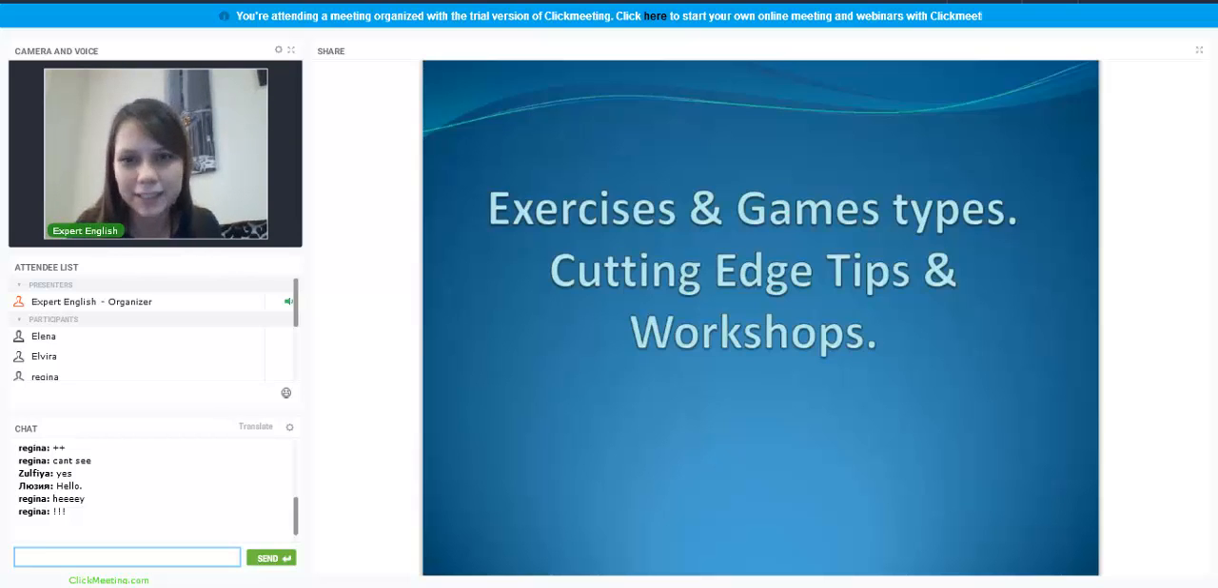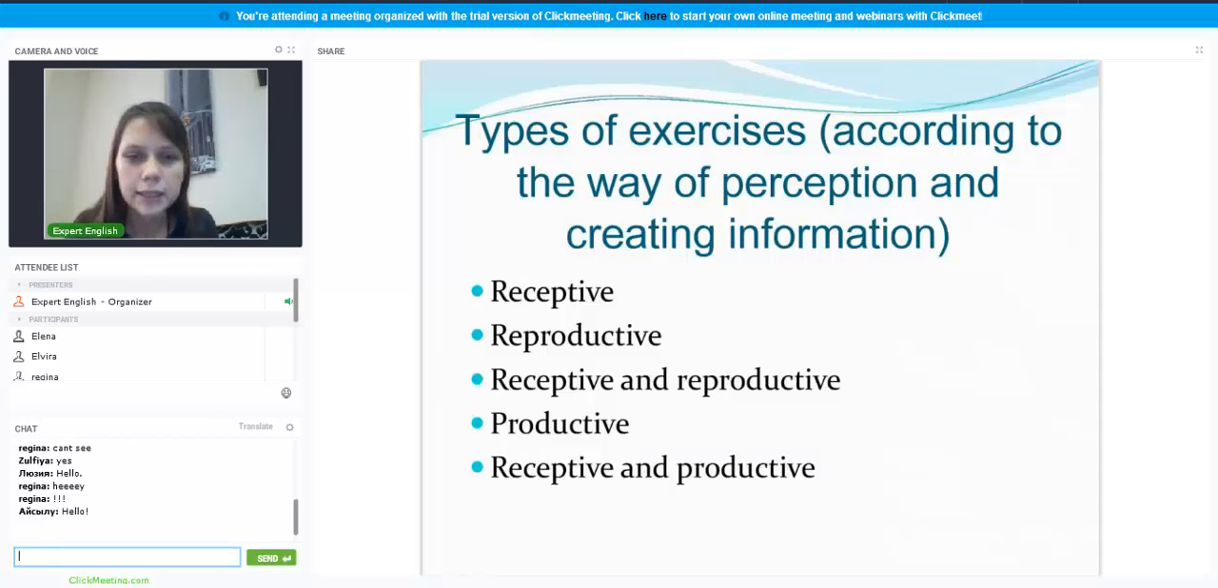But firstly, let's deal with types of exercises. While thinking and looking for material, I found out that there are lots of different types of exercises, different types of criteria, but I think one of the most appropriate ones is looking at the way of perception of the information. So that's why I used such a criterion, which is based on reception, reproduction, and production.